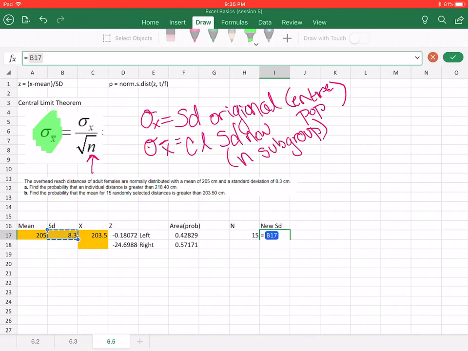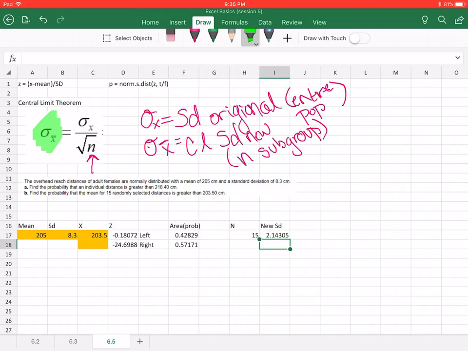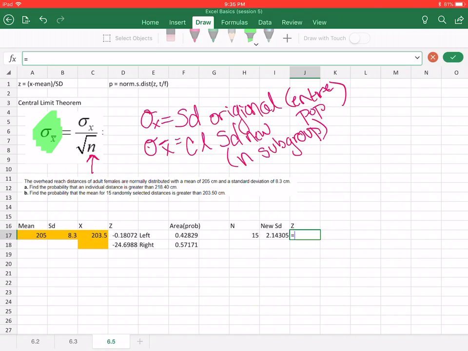So that one's going to be equal to the standard deviation that's given, which is right here, divided by the square root, because that's what's part of the formula, of n, and n is 15, so we're going to click that one, and then just hit enter. So that's our new standard deviation. And the next thing that we're going to do is the same thing that we did for just a normal population. So when we did it for part A, now we're going to do it for part B, but we're going to use this new standard deviation instead of the one that we used over here.